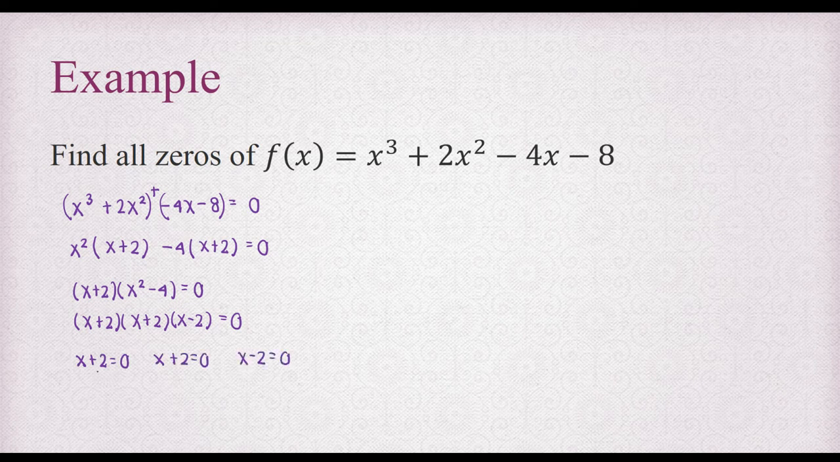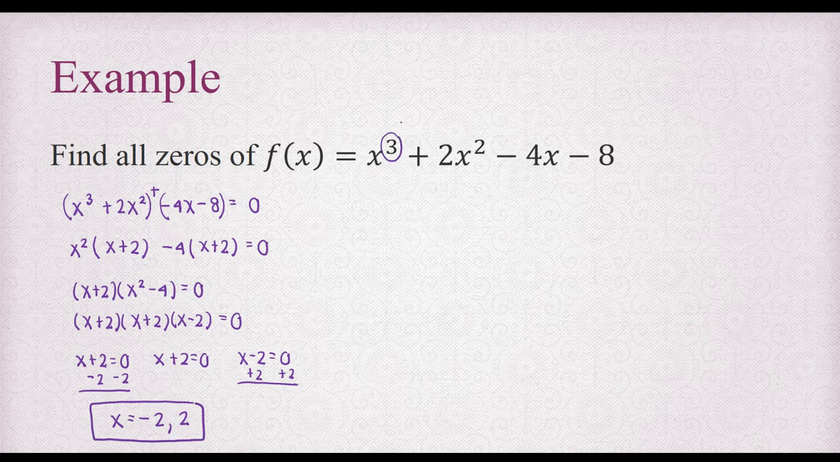Well, because the first 2 equations are essentially the same, we only have to solve that one time. So if I subtract 2 from both sides, it looks like one of my zeros is that x equals negative 2. And like I said, I don't have to list that twice, even though I have 2 zeros that are the same. And then over here, I'm going to add 2. And so 0 plus 2 tells me my other number is 2. So here are my zeros.